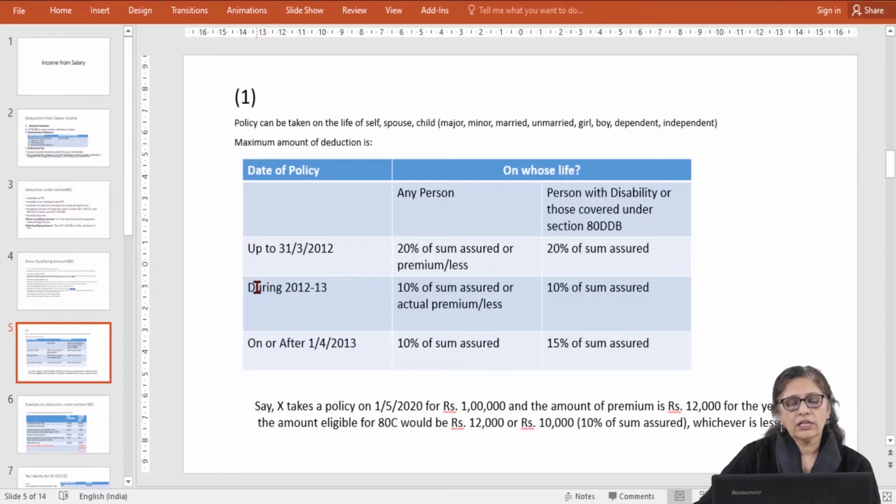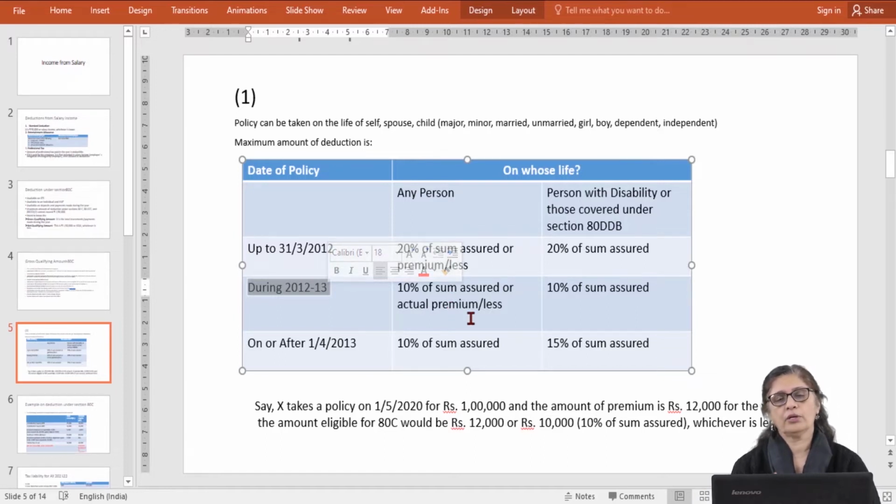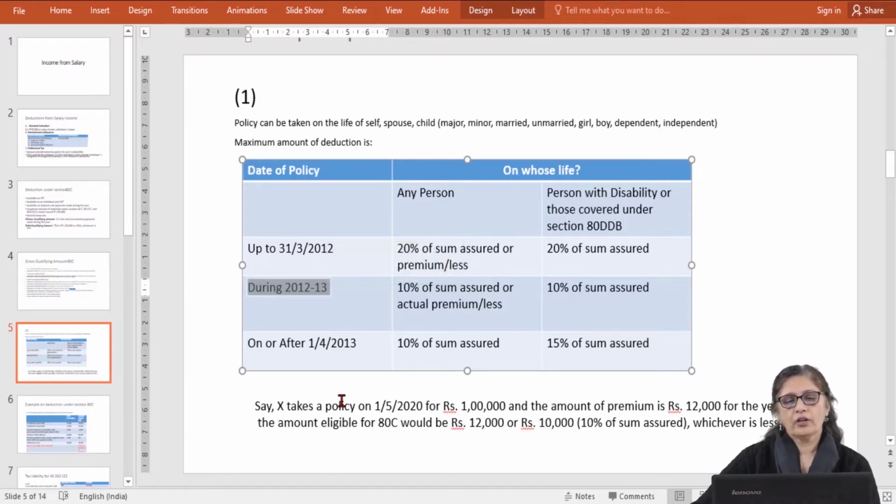If the policy is taken during 2012-13, then it is either 10% of sum assured or actual premium, whichever is less. For policy taken prior to 12-13, it is 20% of sum assured or premium, whichever is less. And for policy taken after 13, it is 10% of sum assured or premium, whichever is less.